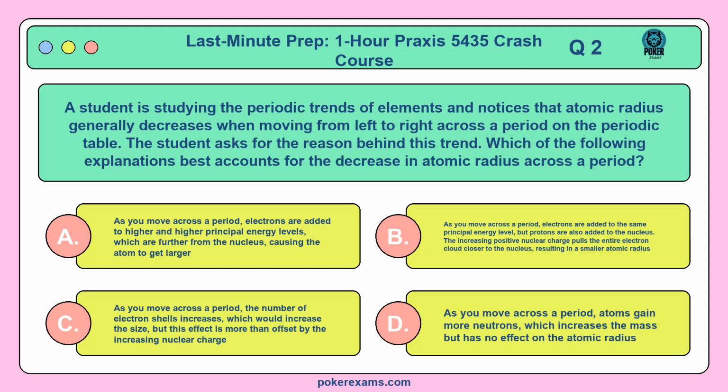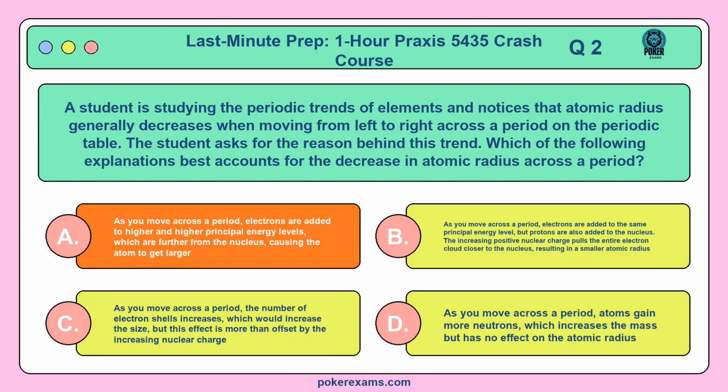Question 2. A student is studying the periodic trends of elements and notices that atomic radius generally decreases when moving from left to right across a period on the periodic table. The student asks for the reason behind this trend. Which of the following explanations best accounts for the decrease in atomic radius across a period?